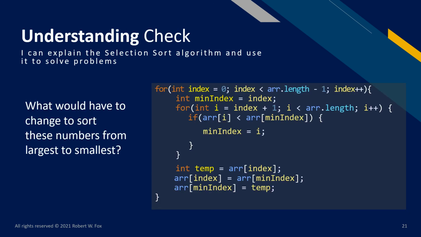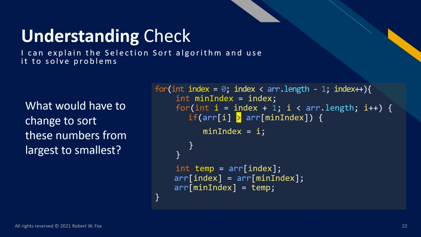Here is the complete code for selection sort. Let's do a quick understanding check. The code that we have will sort numbers from smallest to biggest. What would we have to change to sort the other way, from largest to smallest? Pause the video, think about it, and when you're ready, resume and we'll check our answer.